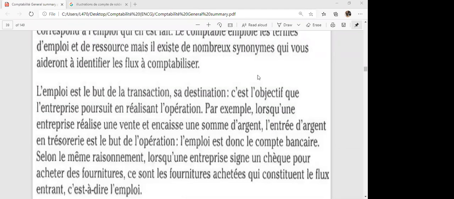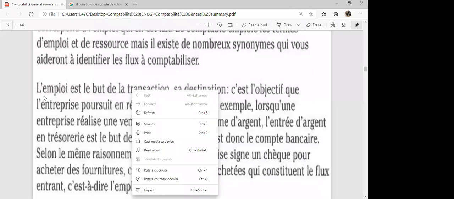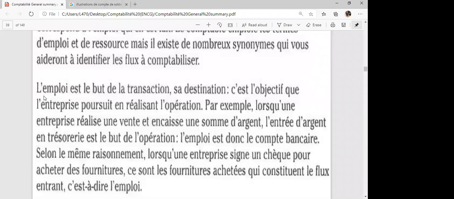So just a quick note here. L'emploi, c'est la destination, et le but de la transaction, sa destination. So l'emploi is always the destination of either goods or the value or the monetary value.